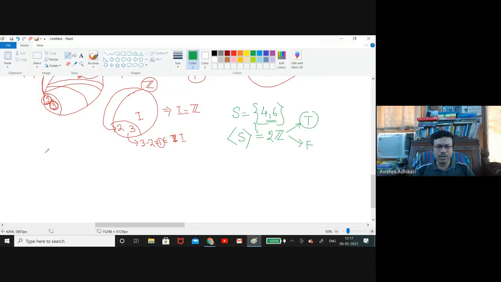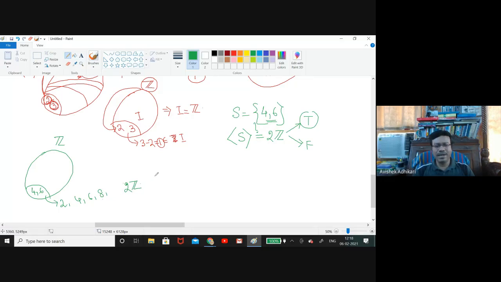Okay, try to think intuitively. Then it will be easier for you to understand. So what I want is some set which contains both 4 and 6. So as a result, it must contain 2, right? If it contains 2, it should also contain 4, it should also contain 6, it should also contain 8, and so on. So if it contains 2, then all the multiples of 2 must also be there. So it should be 2Z intuitively.